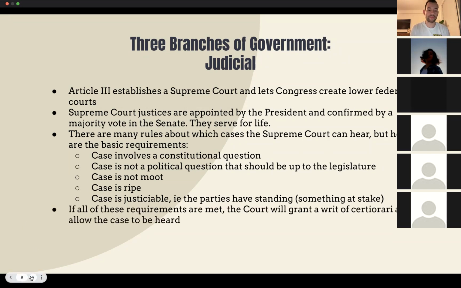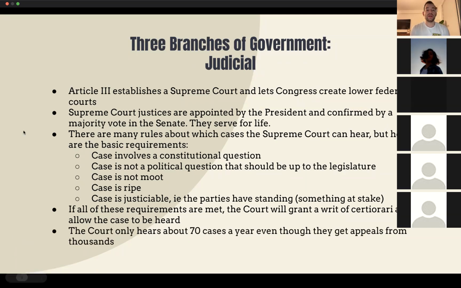Now, if all of these requirements are met, and if the court wants to hear the case, they will grant what's called a writ of certiorari, and they'll allow the case to be heard.